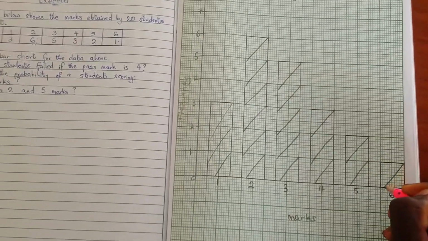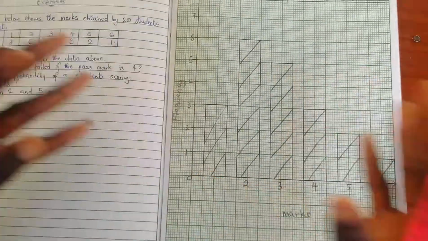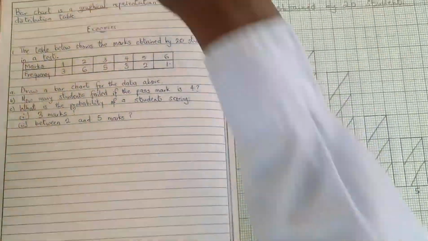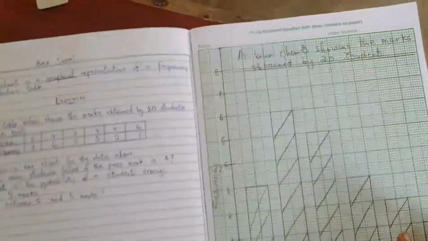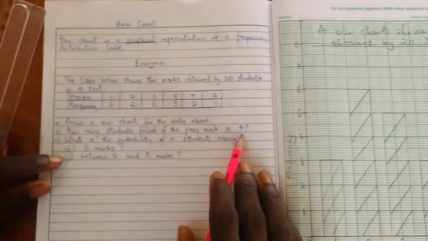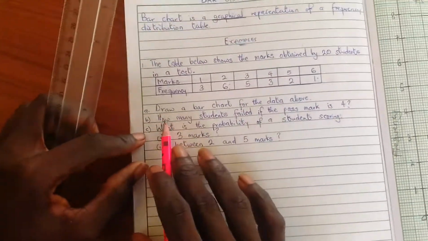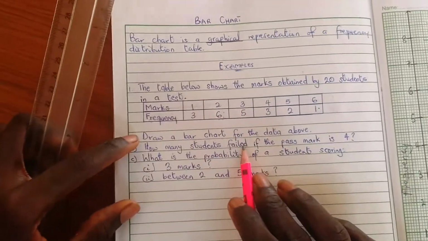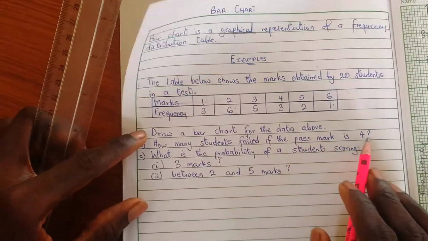And finally, we have this. And this is how we draw a bar chart. Now, after drawing the bar chart, we can be asked to answer certain questions. So it says that B, how many students failed if the pass mark is 4?